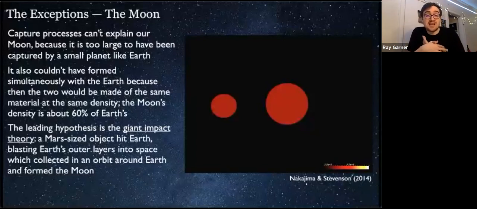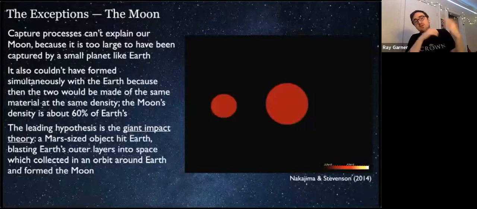It also probably could not have formed simultaneously with the Earth, just like the Jovian planets had their own disks of gas forming moons around them. Earth could not have done that, because then both the moon and the Earth would be made of the same material at the same density. But the moon's density is about 60% of the Earth's. So it means it's made out of different material. So it can't have been like that.